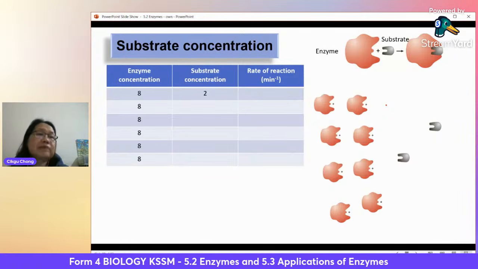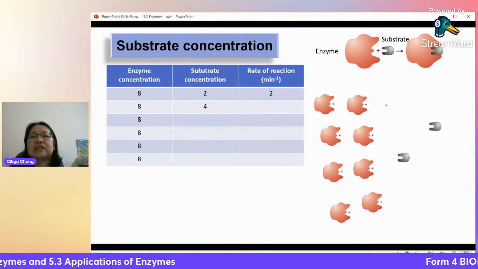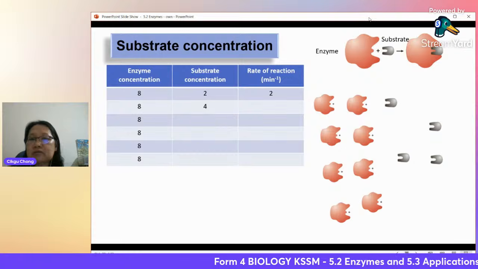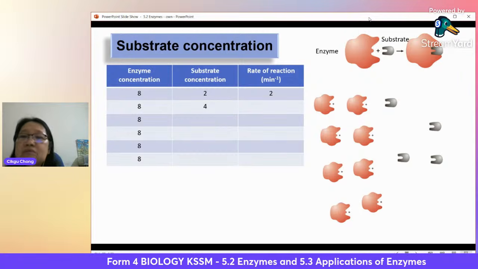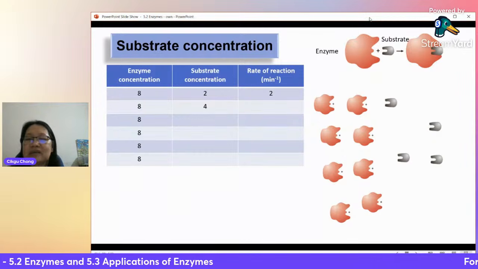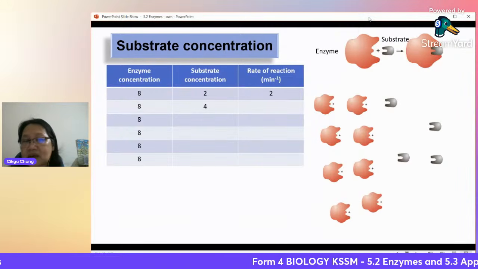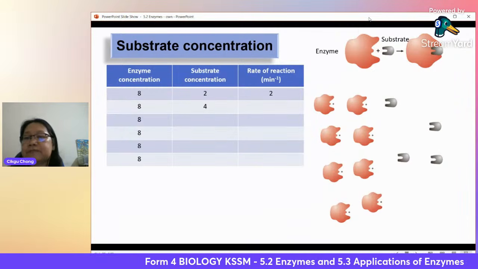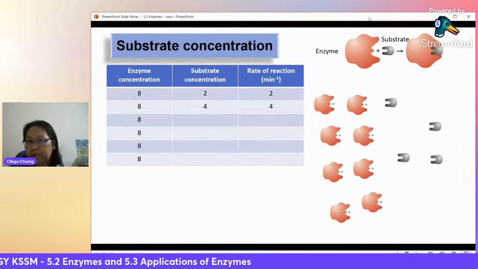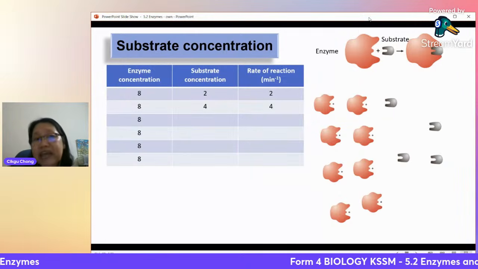Now what happens if I increase my substrate? Let's say I increase to 4. Instead of having 2, I put 2 more. Now tell me what is the rate of reaction now? Mia or Matthew? Or Yushen? Anybody? Now I got 4 substrate. Per minute, how many substrate can take part in this reaction? Yes, Mia, good. I got 4. So you get the idea. All 4 can take part in that one minute because I got 8 enzyme.